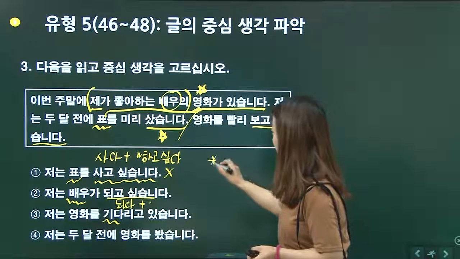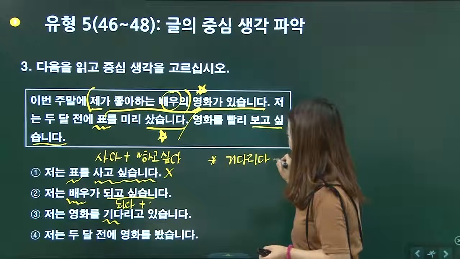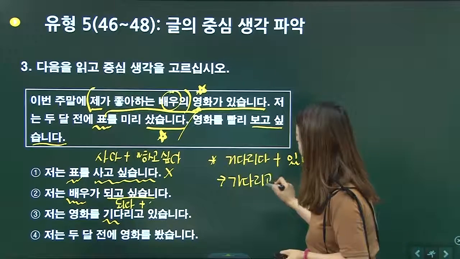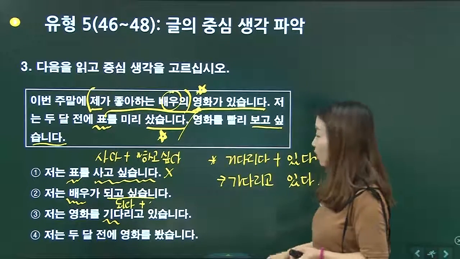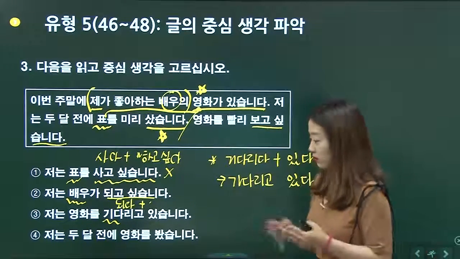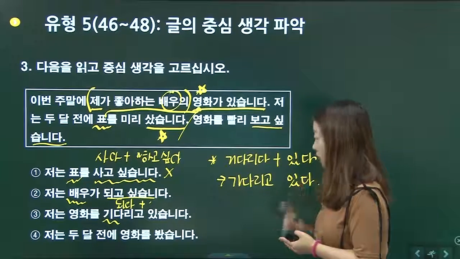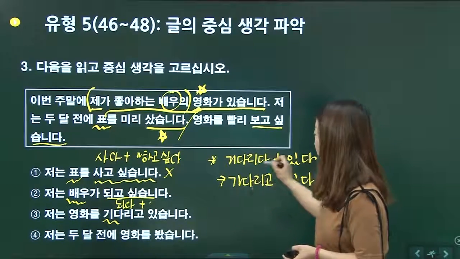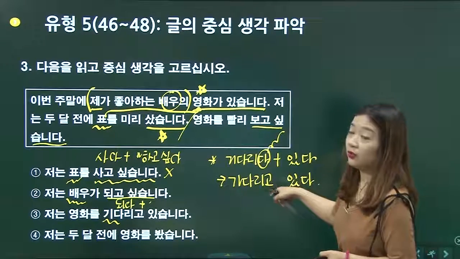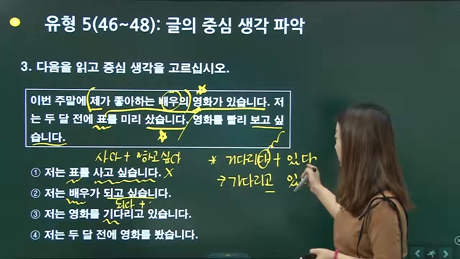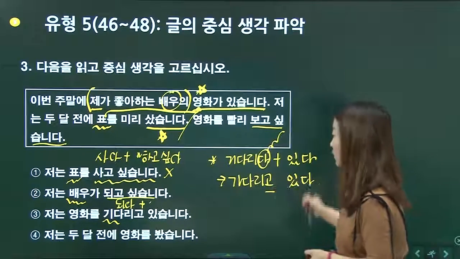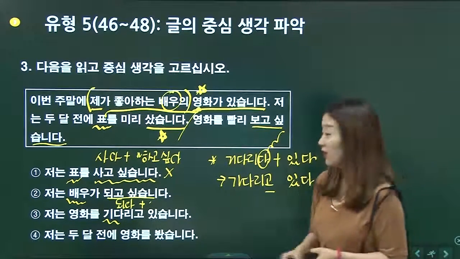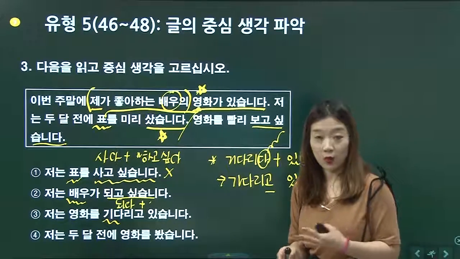Okay, 기다리고 있습니다. 기다리다 plus 있다. When we make one verb with two verbs, we can use 고. Take 기다리다, drop the 다, put the new letter 고, and add the next verb: 기다리고 있다. 기다리고 있다 means I am still waiting. I'm still doing that. It didn't finish. So 기다리다 means wait, and I'm still doing that.